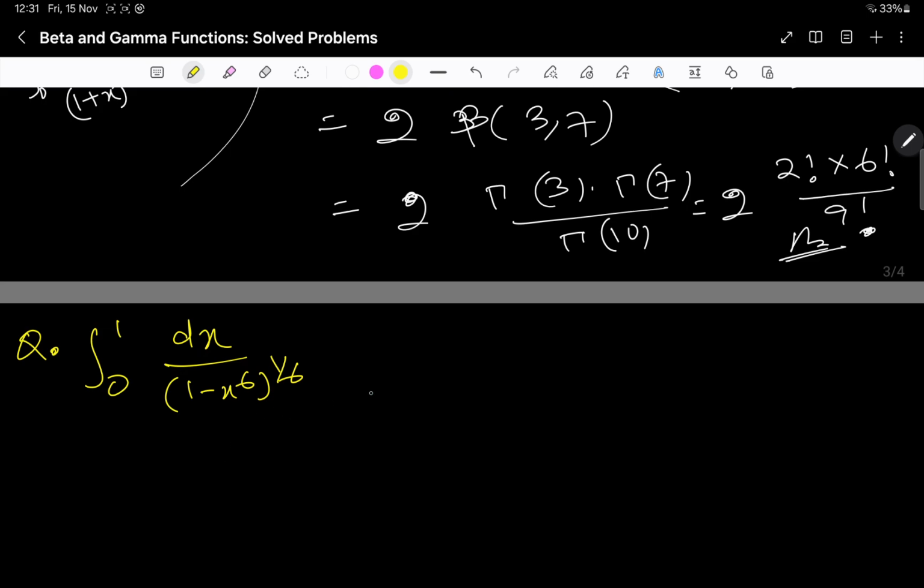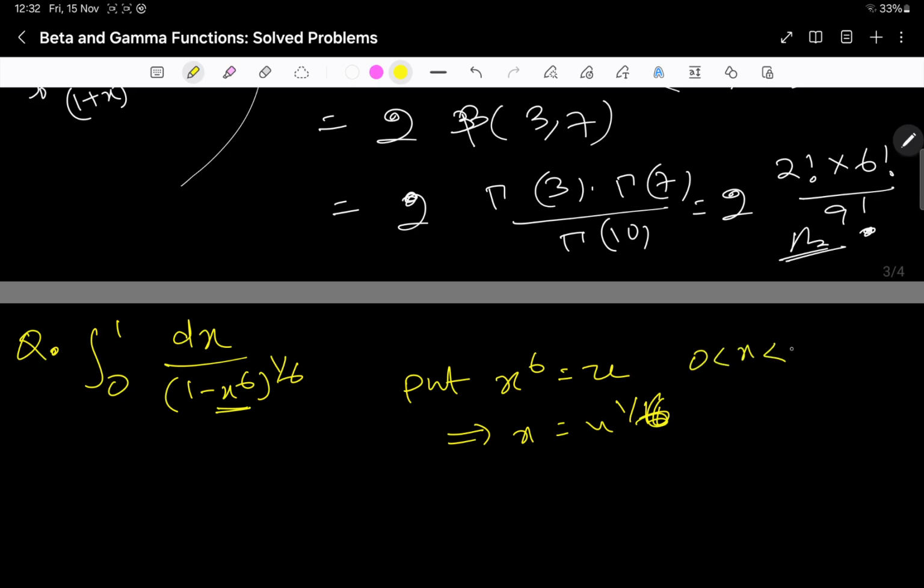So you put here x to the power 6 is equal to some u, because you need 1 by 1 minus x to the power m plus n. In that way we will think. So x to the power 6 is equal to here u. So that means here x is equal to u to the power 1 by 6. You note that when 0 less than x less than 1, now x to the power 6 also lies between 0 and 1. It's same thing as 0 less than u less than 1.